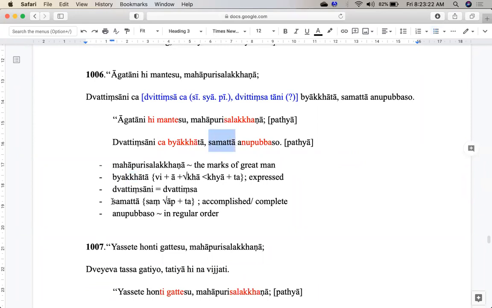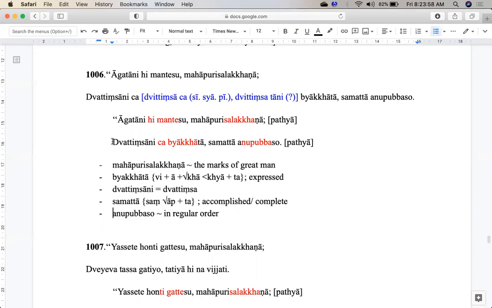And another verb form here is samatta. Sam is the prefix; the meaning of the prefix sam is mostly 'well'. And the root is āp, to reach. So well reached, that means accomplished or complete. Here pa becomes ma because of āp, and the two letters are assimilated as tta.